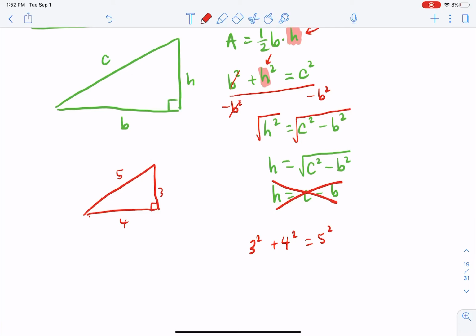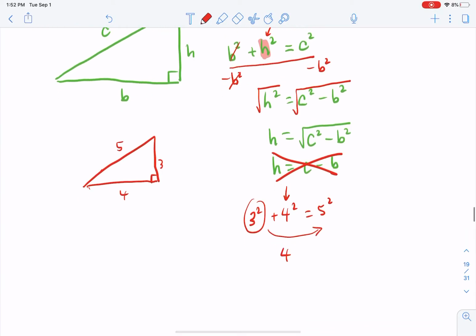So just like what I did over here, I'm going to solve this for 4 squared. I'll take this 3 squared, and I'm going to subtract it over to the right side. 4 squared is equal to 5 squared minus, how about, 3 squared? And the last step, just like we did on that step there, is to take the square root of both sides. So square root there, square root here. And the square and the square root on the 4 will cancel out, just giving me 4.